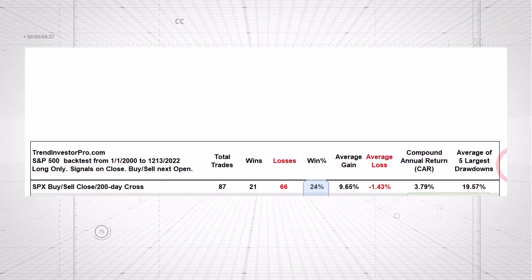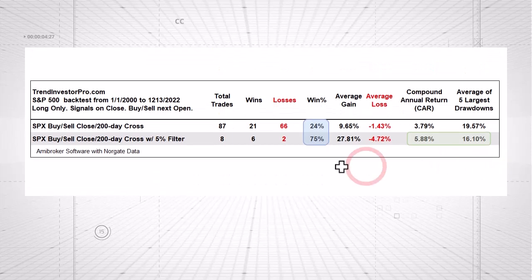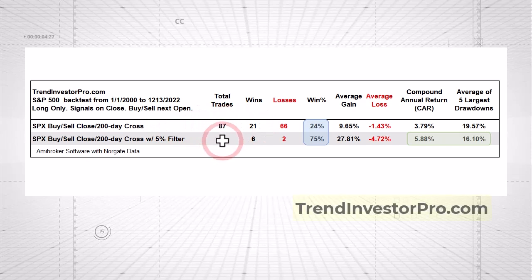So I'm going to scroll down and look at the next test. So here we have the test we saw before, and look at that. We went from 87 trades to just 8. I mean, that's pretty crazy over the last 22 years. You had 6 wins, 2 losses, 75% win rate, average gain 27.8, average loss 4.7. Compound annual return, a lot higher, 5.88%. And the largest drawdown was even smaller, 16.1%.